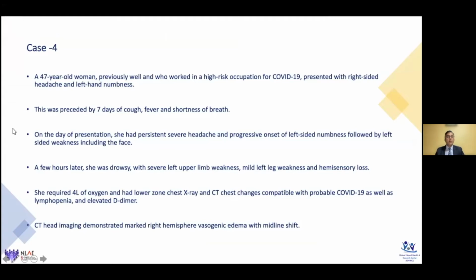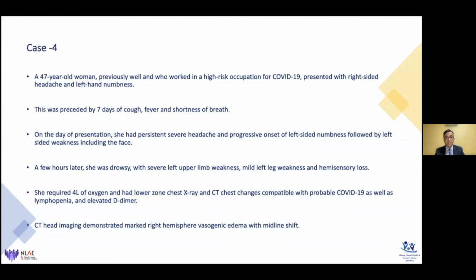Case 4. A 47-year-old woman, previously well and who worked in a high-risk occupation for COVID-19, presented with a right-sided headache and left-hand numbness. This was preceded by 7 days of cough, fever, and shortness of breath. On the day of presentation, she had persistent severe headache and progressive onset of left-sided numbness, followed by left-sided weakness, including the face.